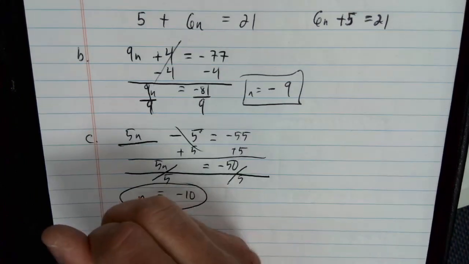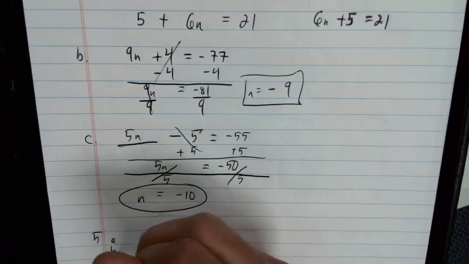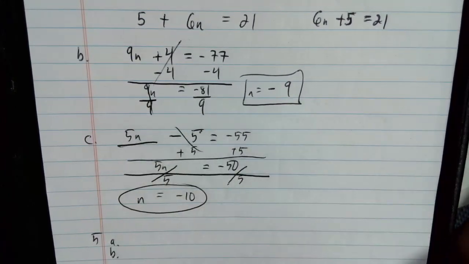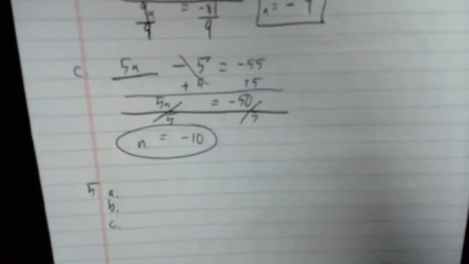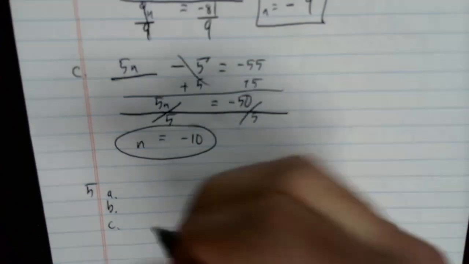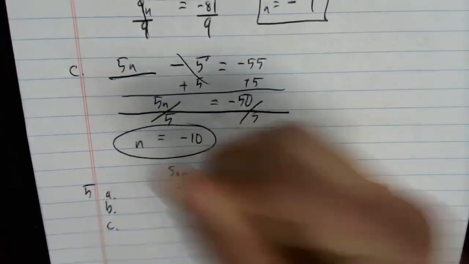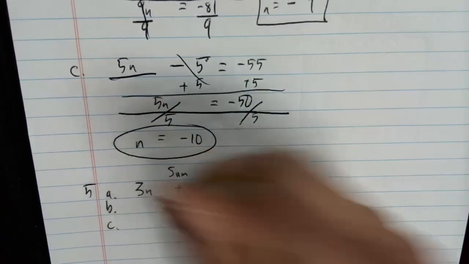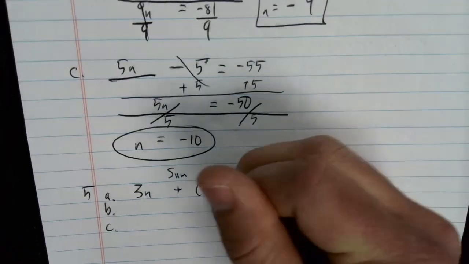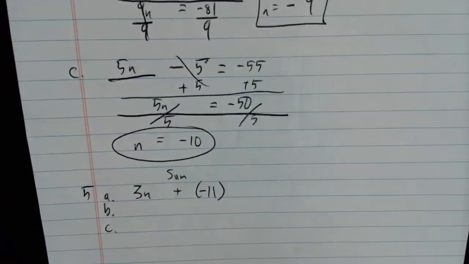I understand that. Number 5 also has the same thing here. Number 5a, the sum of 3 times a number and -11. So sum means we're going to add. 3 times a number will just be 3n and -11. You could put -11 in the parentheses if you wanted to, but that's all we've got to do. It says the sum, so we're going to add.